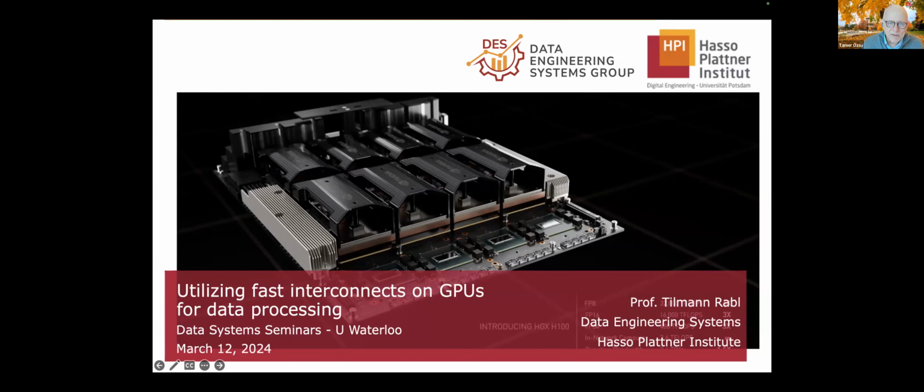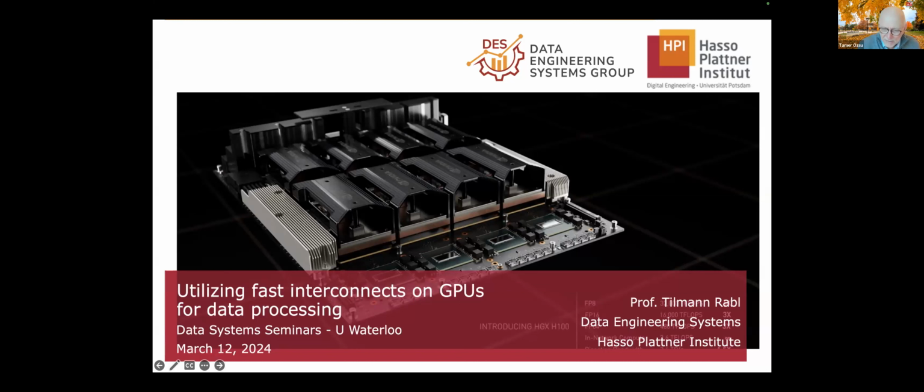He's a professor at University of Potsdam and at Hasso-Plattner Institute. Tilmann is no stranger to Canada after finishing his PhD in 2011 at University of Passau. He spent 4 years at University of Toronto and then moved to Technical University of Berlin as a guest visiting professor. And since 2019, he is at University of Potsdam and Hasso-Plattner Institute.